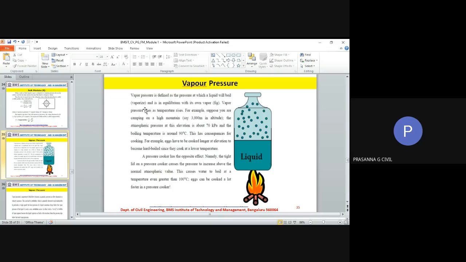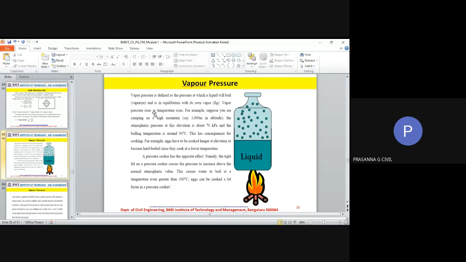So our water is boiling. It will boil at 100 degrees Celsius, and it will give out vapors. These vapors will collect in the vessel in between the surface of water and the cover lid, and they will start pushing down on the surface of the liquid. This pressure is called the vapor pressure of the liquid, or this is the pressure at which the liquid is converted into vapors. So that is the significance of vapor pressure.